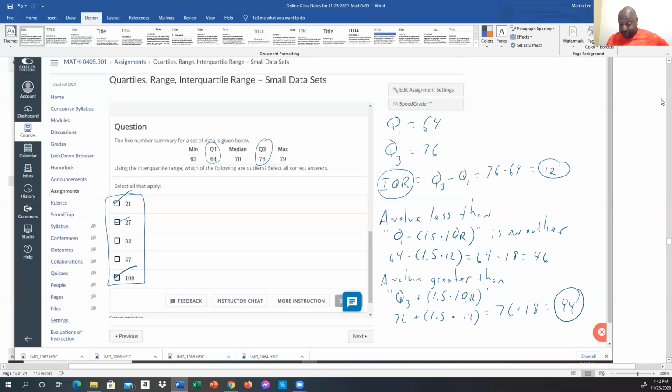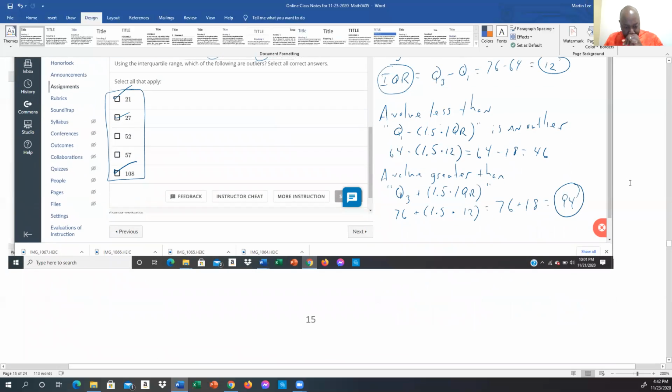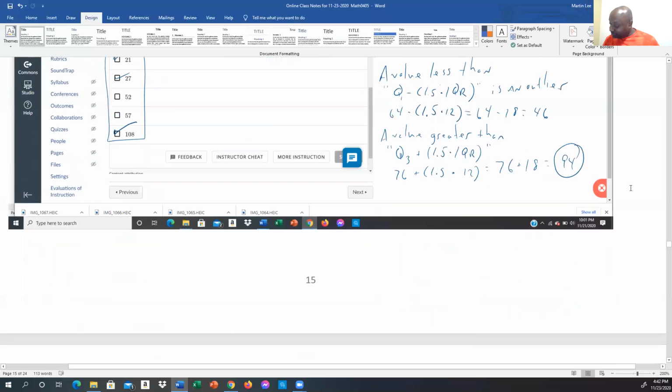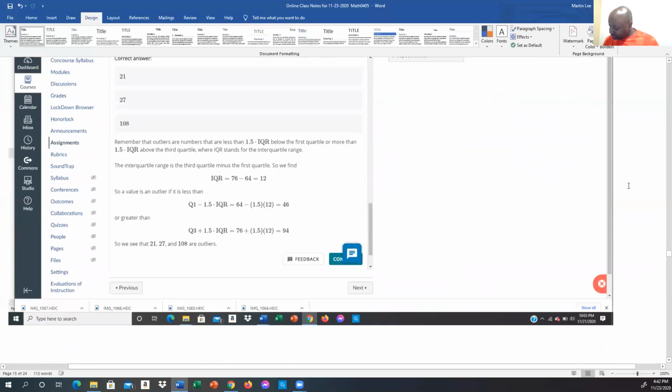So that's how you use the information from this 5-number summary to find possible outliers. Okay, that's it for that one. Move on to the next problem. We're given a set of data and we're asked to find the 5-number summary.